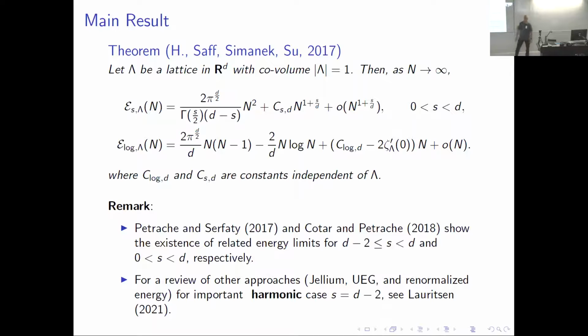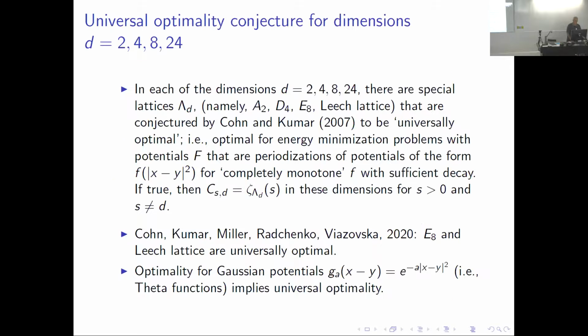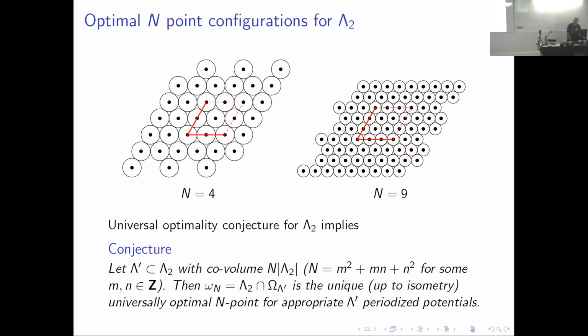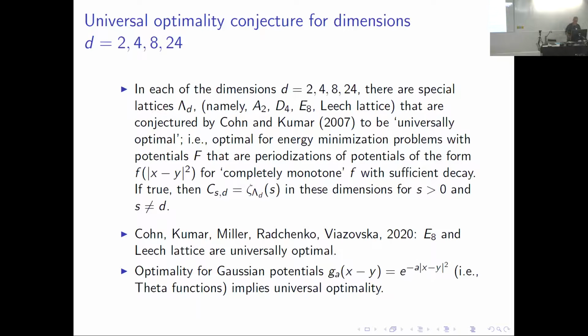Lauritsen has a very nice review on a number of these different notions of how to consider long range, how to get some type of renormalized energy. I'm going to skip this. We've talked about universal optimality and the various conjectures, and that optimality for the Gaussians implies universal optimality.